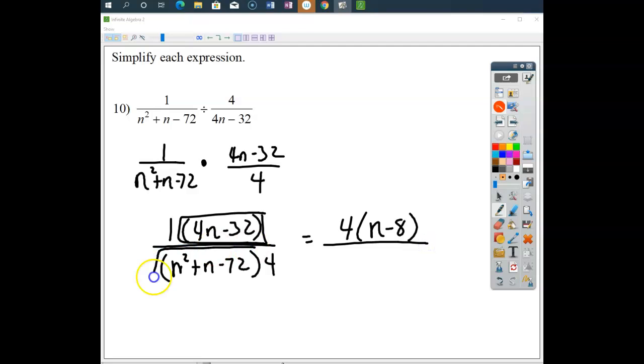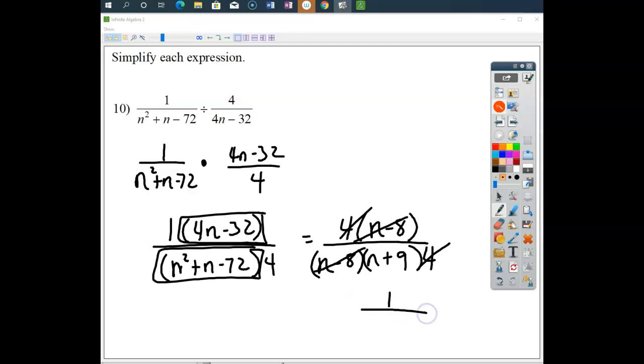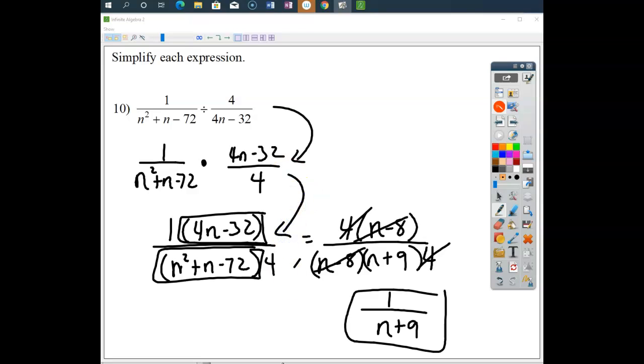And on the bottom, this is a box method problem. So if you were to factor that problem with a box, you would end up with n here, and a negative 8 here, and a positive 9 here. So after that, you go ahead and cancel what you can. So these go away, and this goes away. Since we have nothing on top, we're going to put a 1 on the top as a placeholder. And on the bottom, we have n plus 9. So there's our final answer. So your steps for division are keep, change, flip, factor, cancel. Okay?